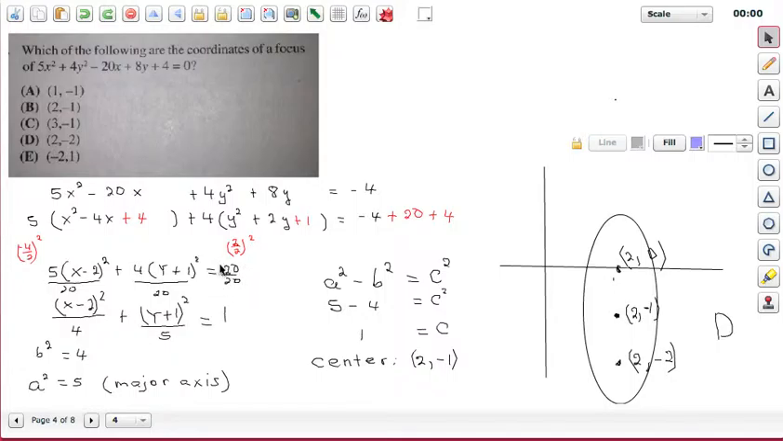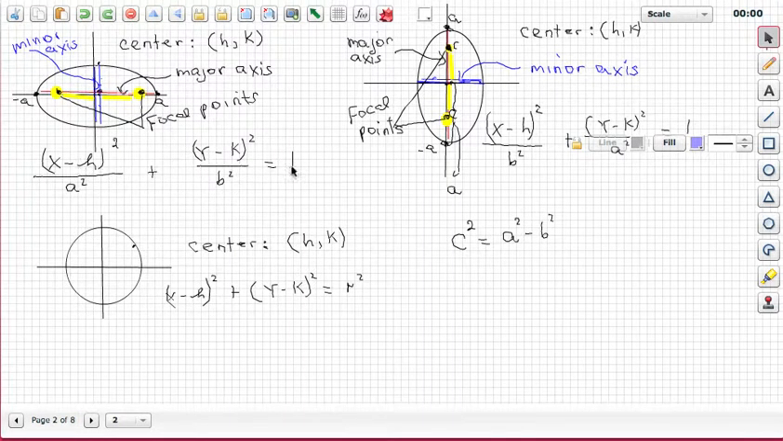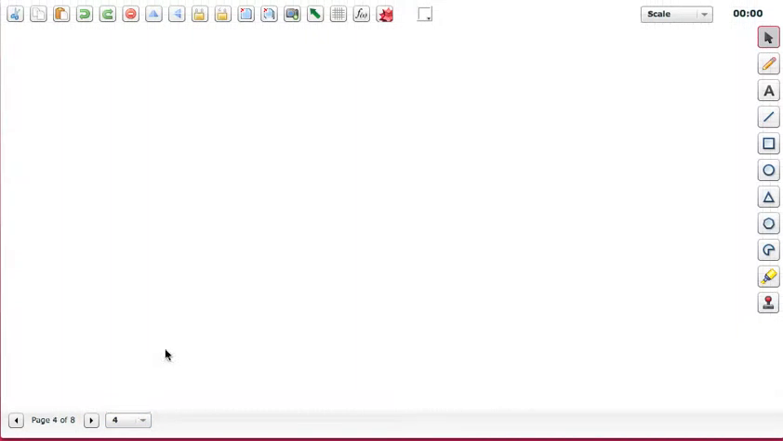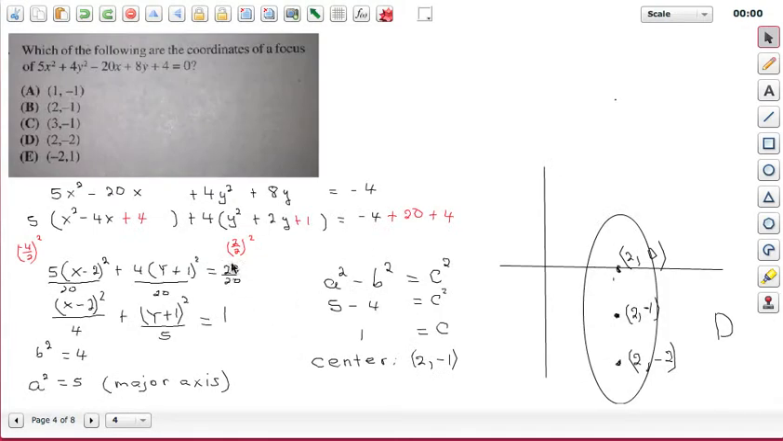Now remember, with ellipses, you want this side to be equal to 1. Remember that the general equation has a 1. So that's what we want to do here. We want to force the right side to be equal to 1. And the only way we can do this is by dividing by 20, dividing by 20, and dividing by 20. You get (x minus 2) squared over 4 plus (y plus 1) squared over 5, since 20 over 4 reduces to 5, plus 1. Okay. Now you can see that the larger number is below the (y plus 1) squared.